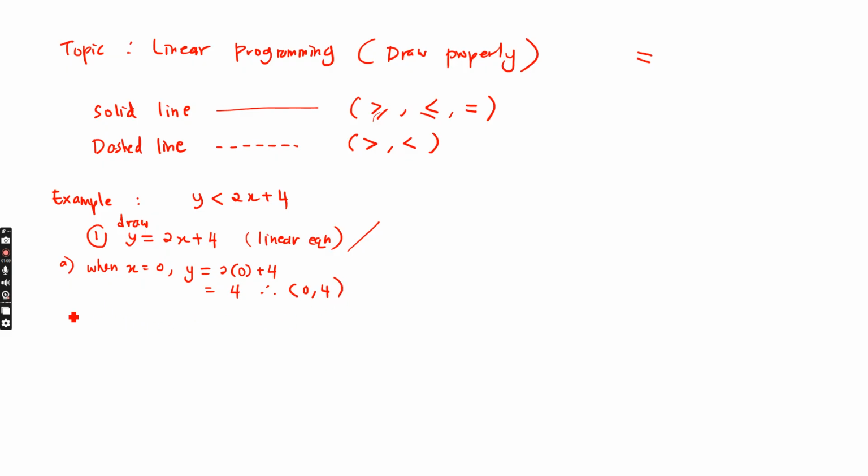Now you need to find another coordinate, which is when y is equal to 0. So substitute y equal to 0 inside the equation that we have here: 0 equal to 2x plus 4. Now find the value of x. You move, negative 2x equal to 4, x is equal to negative 2. So basically you have another coordinate here, negative 2, 0.